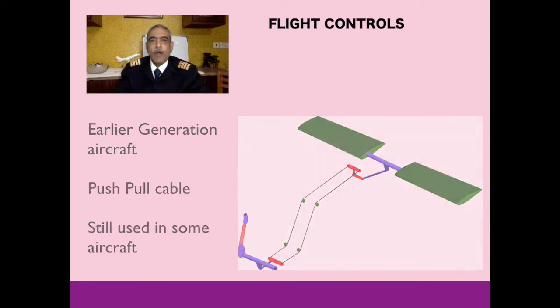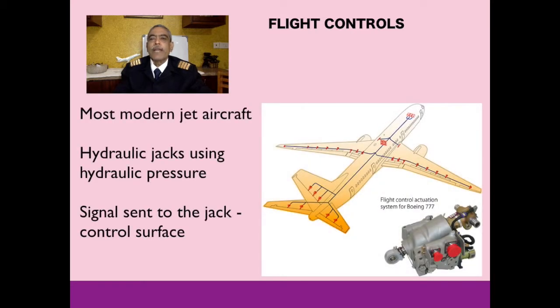However, in most modern jet aircraft, as I told you, they require a lot of power to move and be effective. So they all have jacks which are in turn operated by hydraulic power. So there is a small movement with the cable or an electrical or electronic signal which goes to the jack, which moves the jack, which in turn provides the highly required hydraulic power to the flight controls. So they are called power operated or power controlled flight controls.